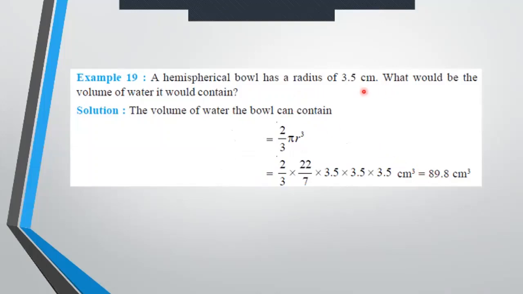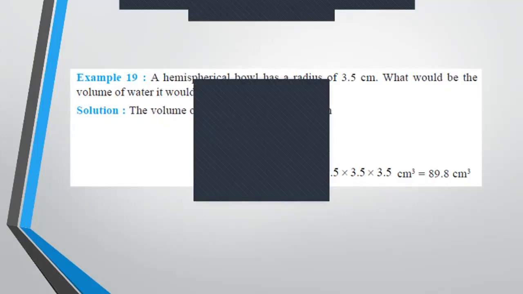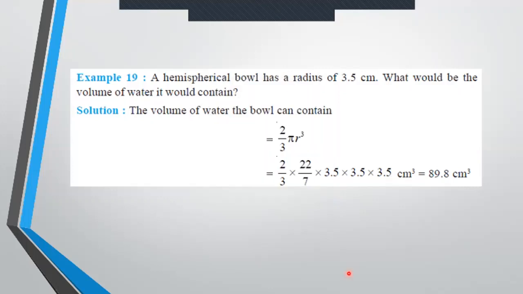A hemispherical bowl has a radius of this. What would be the volume of water it can contain? Volume of water is nothing but the volume of the hemisphere itself, that is 2/3 pi r cube. So as you see, 3.5 can be written as 35 upon 10, and then go ahead with the cancellation job. Mute yourself, please. Okay, so we get the answer as 89.8 centimeter cube.